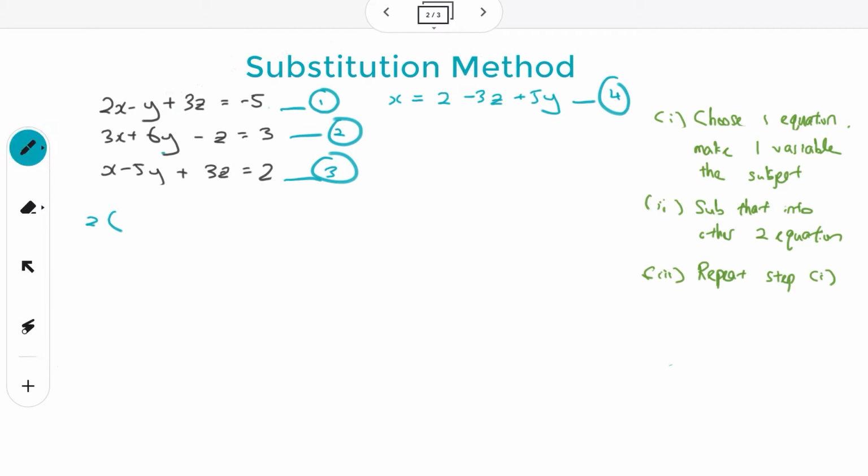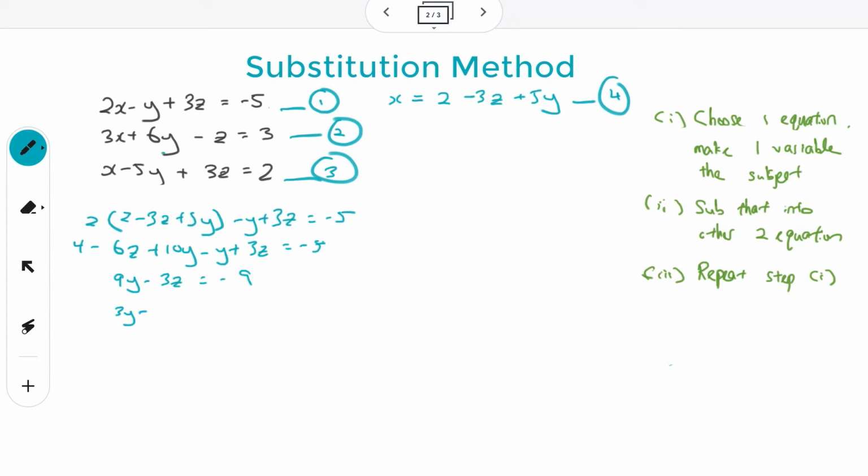And that will be, copy the rest of the equation out. And now you're going to open all the brackets. Simplify it down, and you'll get something like, you can divide everything by 3. And this will be your fifth equation.